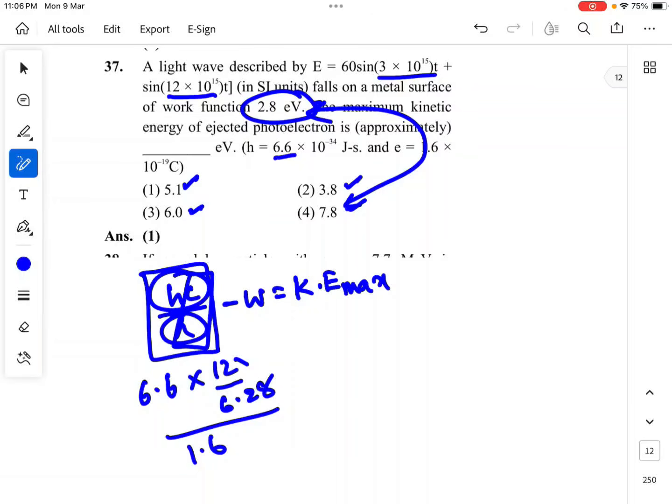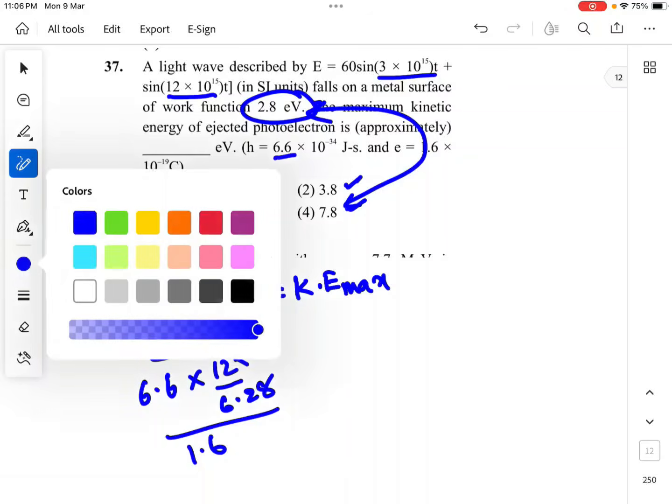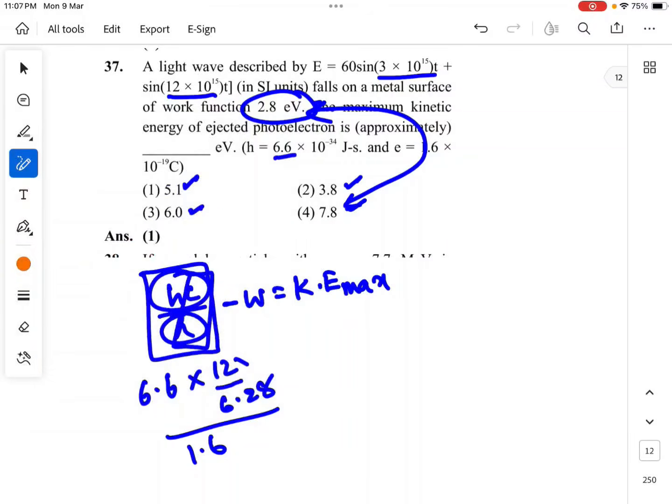hc by lambda I have done. That is h nu I have done. And then divided by the electron's charge will give you the energy of the photon in electron volts. This is what it will give you. So I am going to calculate this. Look at this, 12 divided by 1.6. I don't care about the decimal in 1.6; I'll consider it as 16. So 12 by 16, that is 3 by 4, 0.75, multiplied by 6.6 divided by 6.28, which is slightly greater than 1. So I will take it as 1.1, let us say.